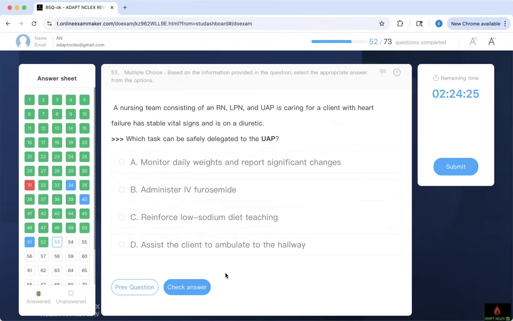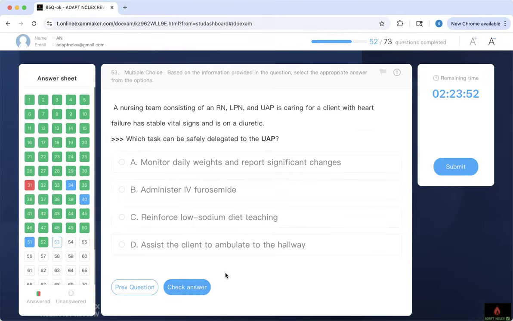Same thing. I'm going to go there so that you master them, and watch this portion of the video multiple times. Which task can be safely delegated to a UAP? The team consists of LPN, RN, and UAP in the care of a client with heart failure who has stable vitals on a diuretic. What can a UAP do? Monitor daily weight and report significant changes. Give the patient IV furosemide. Reinforce low sodium diet teaching. Assist the client to ambulate in the hallway.